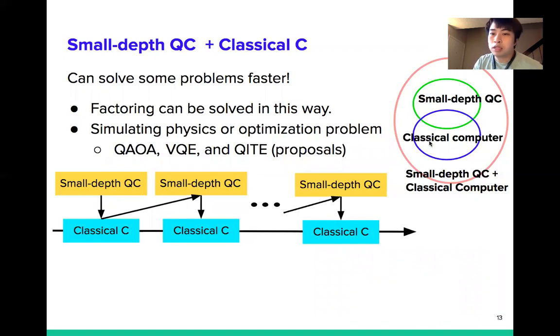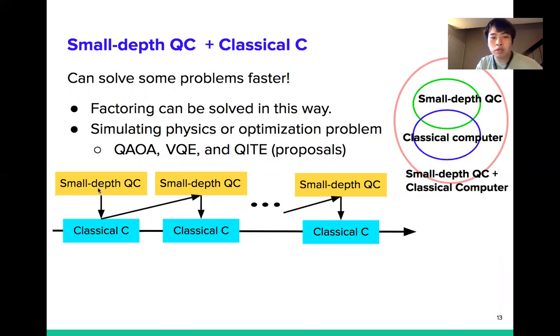With this, you can solve all problems in the green and the blue circles. And sometimes, because of the collaboration, you may be able to solve more problems than all the problems in the red circles. So how do we collaborate? One possible hybrid approach is as follows.